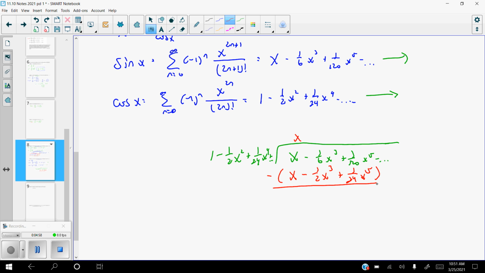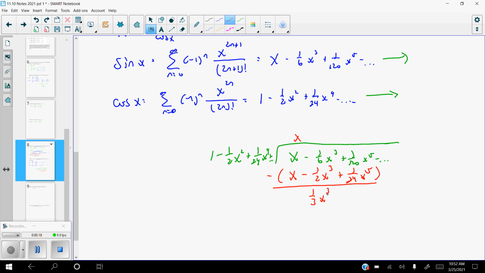X minus x goes away. Negative 1/6 plus a half is going to simplify to a third x cubed. And then 1 over 120 minus 1 over 24.